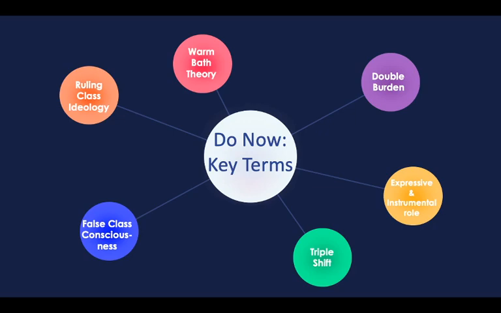And then false class consciousness. This is where members of the proletariat unwittingly misperceive their real position in society. So they think that, oh, I'm more important than they really are, or they think that they're a lot further up the social hierarchy than they really are. Moving on.